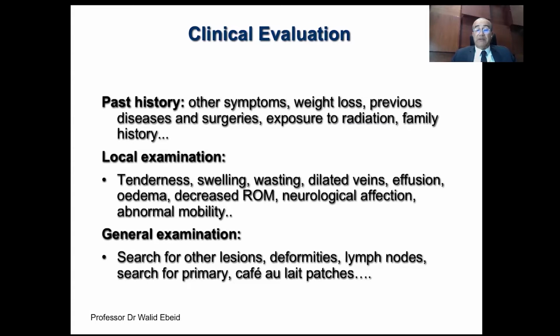General examination might be very useful also to aid in the diagnosis. You have to look for other lesions, other deformities, lymph nodes, café au lait patches, etc. For example, if you have a patient with a lesion, for example, an osteochondroma, then you look for other areas of the body and you find other swellings. This is hereditary multiple exostosis. The patient with a destructive lesion, and then when you do a general examination, you find lymphadenopathy and enlarged liver and spleen. This could be a lymphoma.